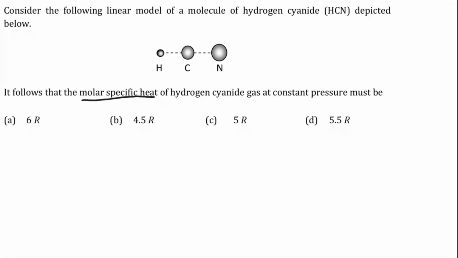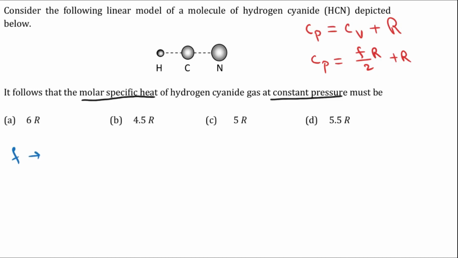In this question, we are asked to find the molar specific heat of this molecule. So the molar specific heat at constant pressure, which we usually denote by Cp, is equal to Cv, that is the molar specific heat at constant volume, plus R, and this Cv itself is written in terms of the degrees of freedom as F by 2 R. So what we need to find is the degrees of freedom of the molecule.